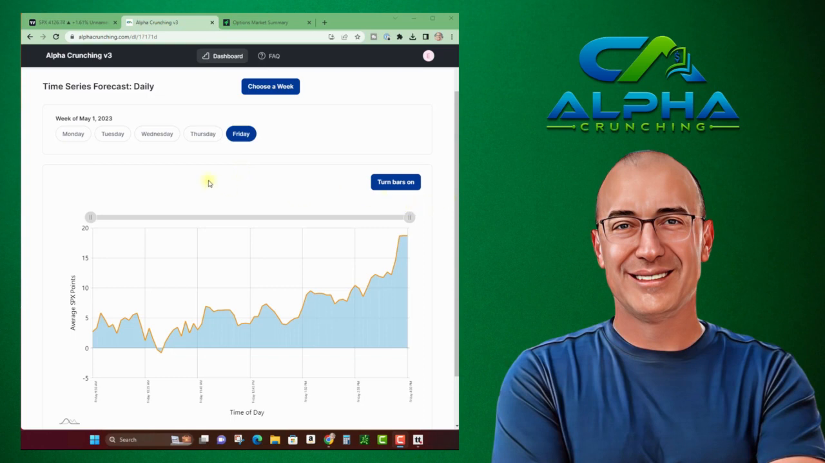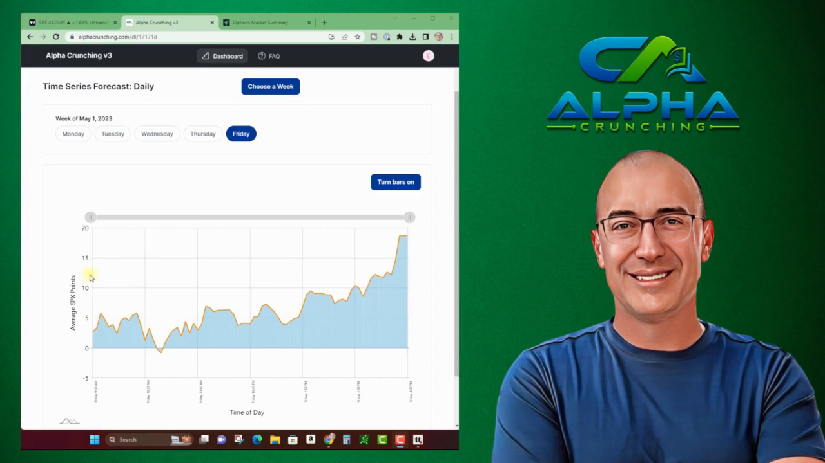This is the forecast for Friday, the week of May 1st. So today is May 5th. And here we have the time of day from the open, 9:30 a.m., to the close, 4 p.m. These are in Eastern time. And it shows the intraday seasonality move over the last few weeks for SPX.